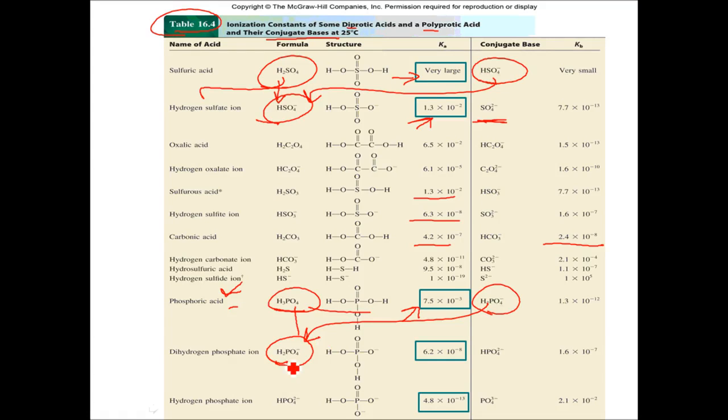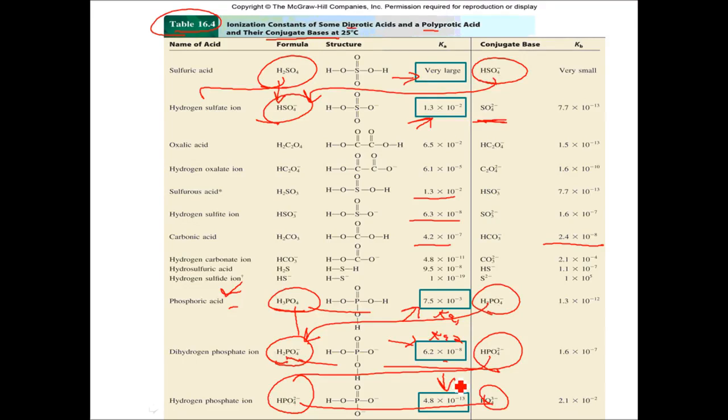Then you have one less hydrogen and one more negative charge. Now lose another hydrogen and you will become the hydrogen phosphate ion. The Ka2 we call this. This would be Ka1. This is our Ka2, 6.2 times 10 to the minus 8. When we lose our last hydrogen and just isolate the phosphate ion, the Ka for this is 4.8 times 10 to the minus 13.